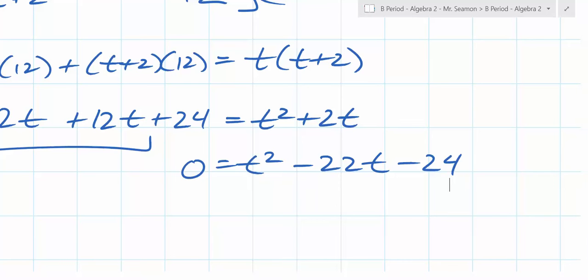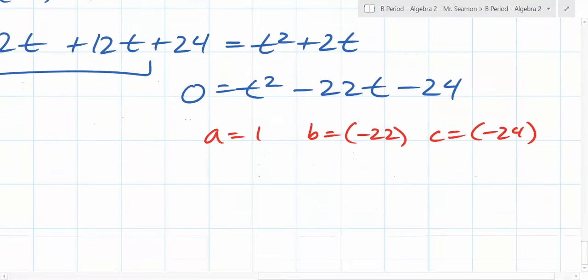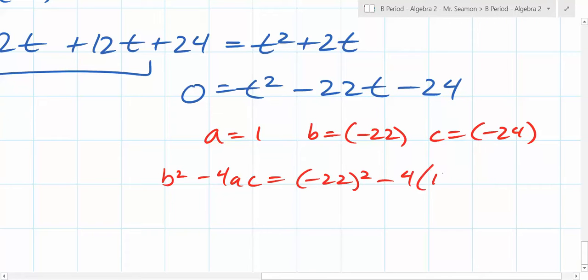Can you factor it? Does it maybe, maybe kind of, but it doesn't look very nice, does it? Because 24 is 12 and 2, but that doesn't make 22. 6 and 4 doesn't make it, so what do you really need to use? A equals 1, B equals what? And C equals negative 24. So we end up with b squared minus 4ac is negative 22 squared minus 4 times 1 times negative 24. 22 squared, anybody have that for me?